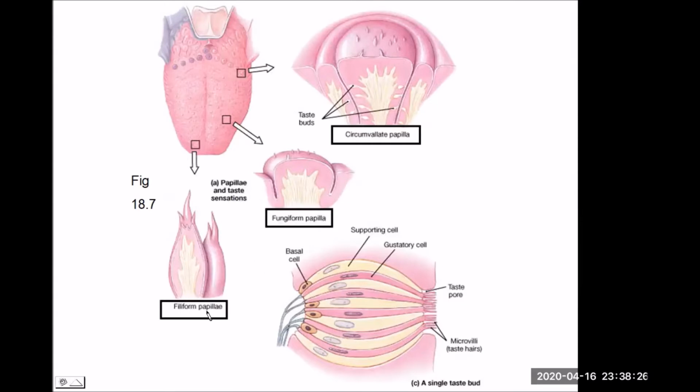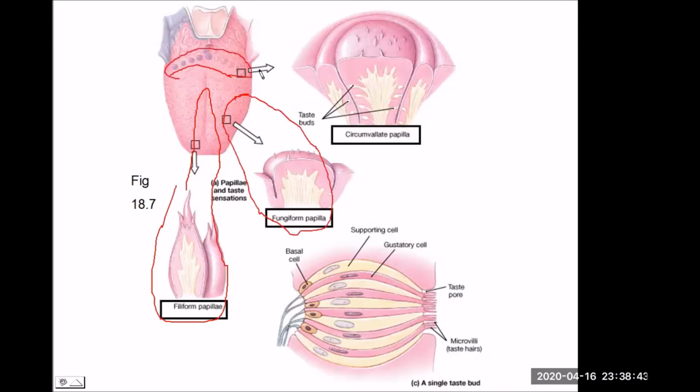We have the filiform papillae that are at the medial portion of the tongue, so the tip and down the medial section. On the lateral aspect of the tongue, the larger fungiform papillae, and meaning the circular wall here in the back, the circumvallate papillae. So the three shapes all seen on this figure.